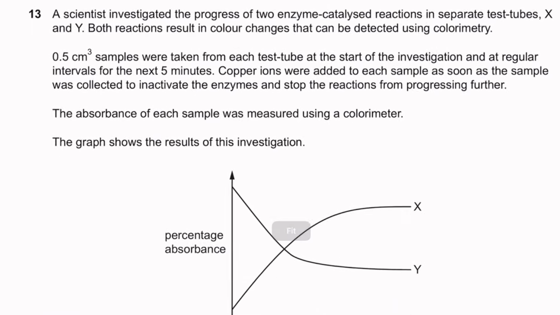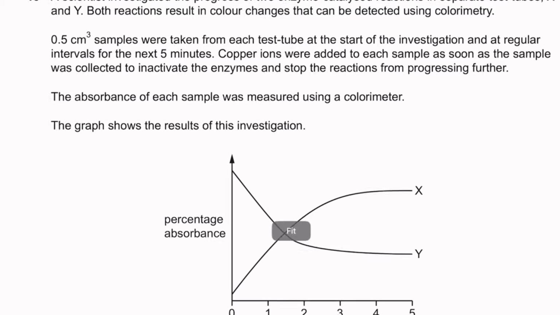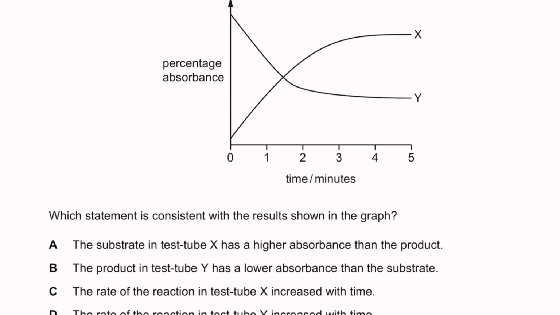A scientist investigated the progress of 2 enzyme catalyzed reactions in separate test tubes, X and Y. Both reactions result in a color change that can be detected using colorimetry. 0.5 centimeters cubed samples were taken from each test tube at the start of the investigation and at regular intervals for the next 5 minutes. Copper ions were added to each sample as soon as the sample was collected to inactivate the enzymes and stop the reaction from progressing any further. Okay, so the absorbance of each sample was measured using the colorimeter. The graph shows the results of this investigation. So we have the investigation showing the percentage absorbance over time, and then that's it. Which statement is consistent with the results shown in the graph?